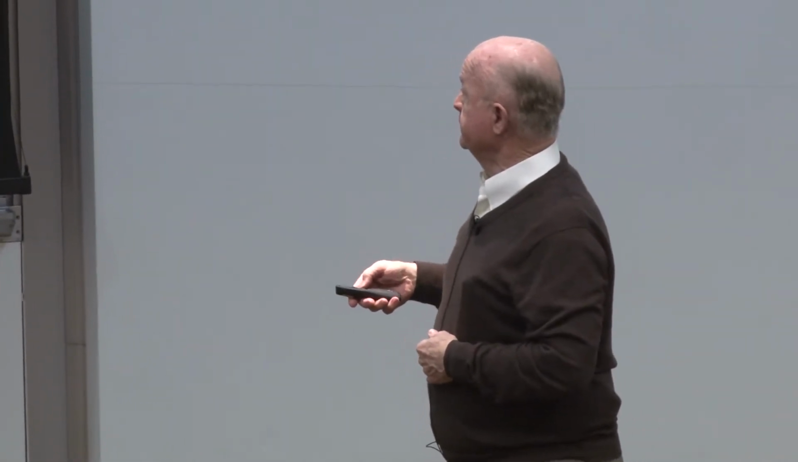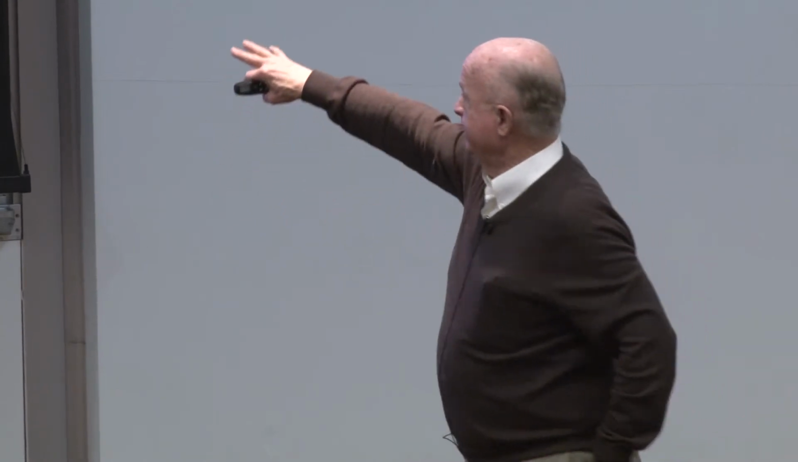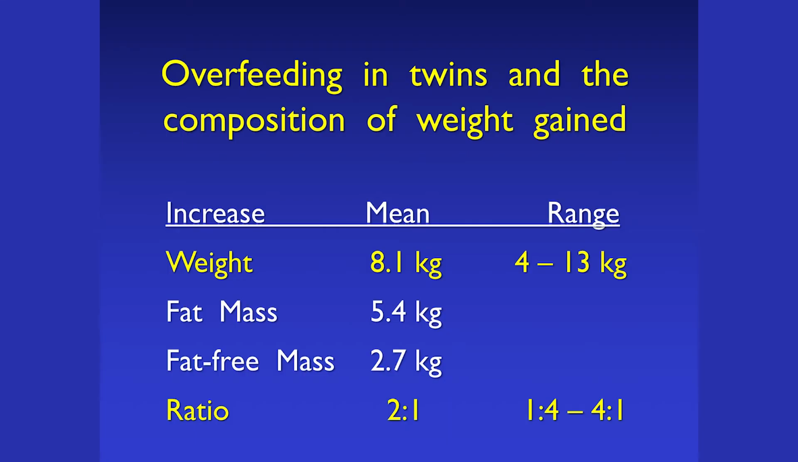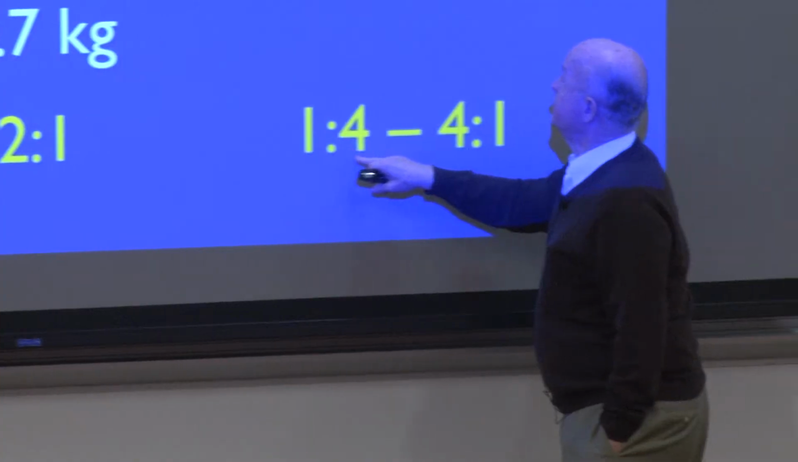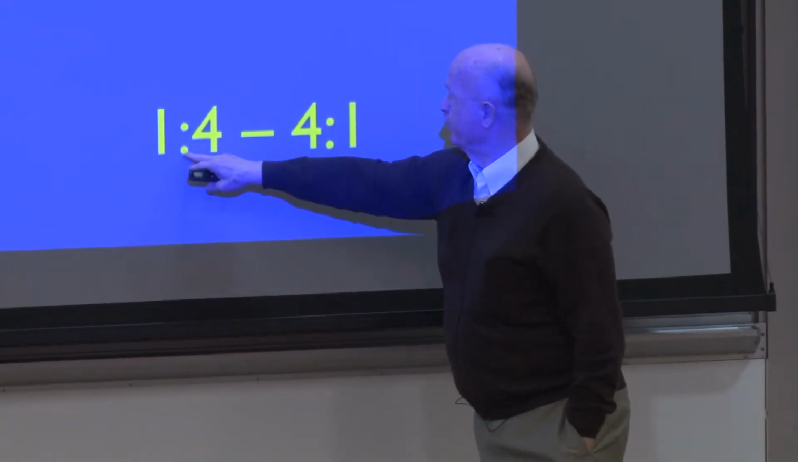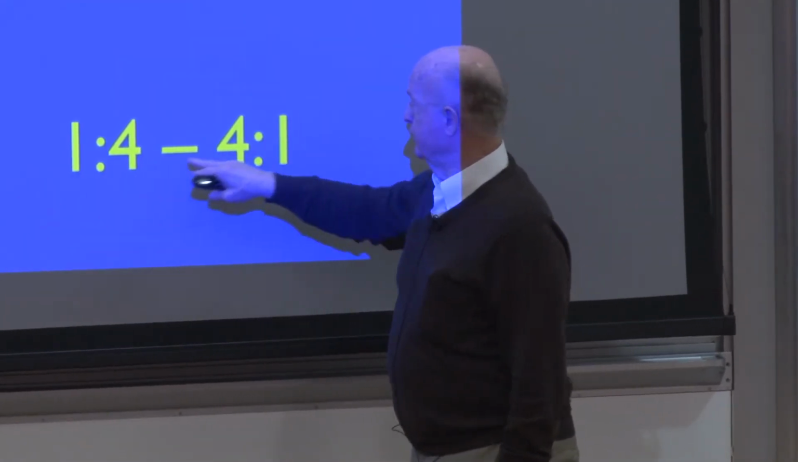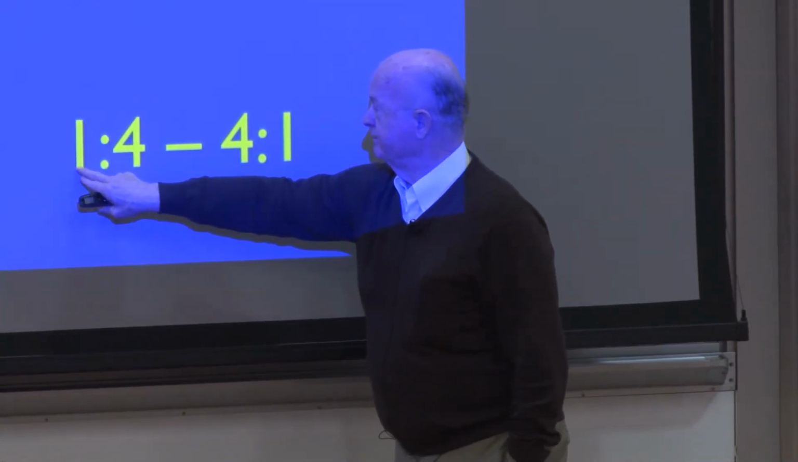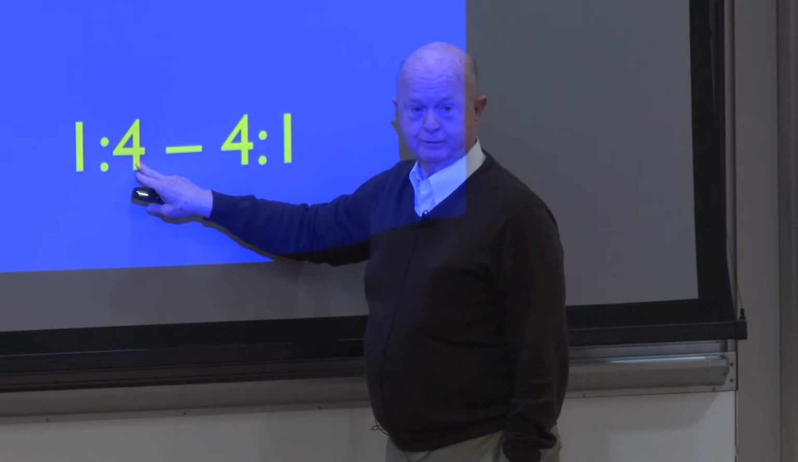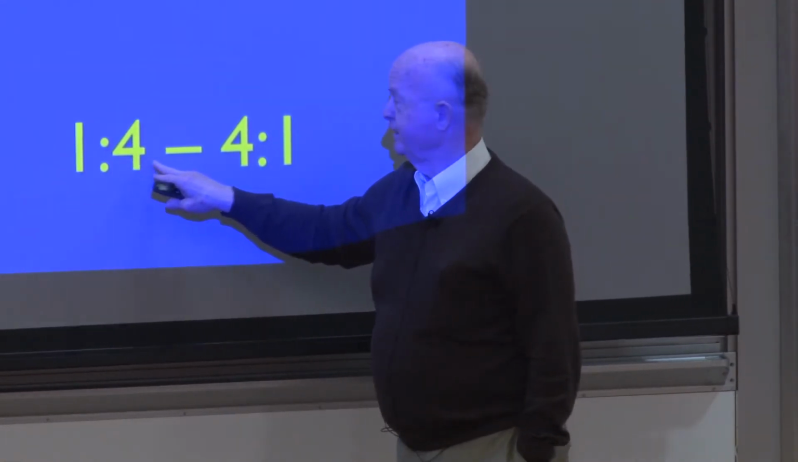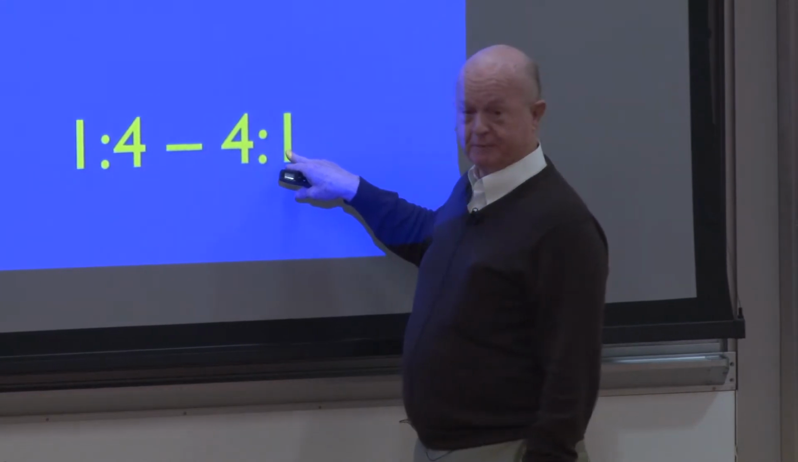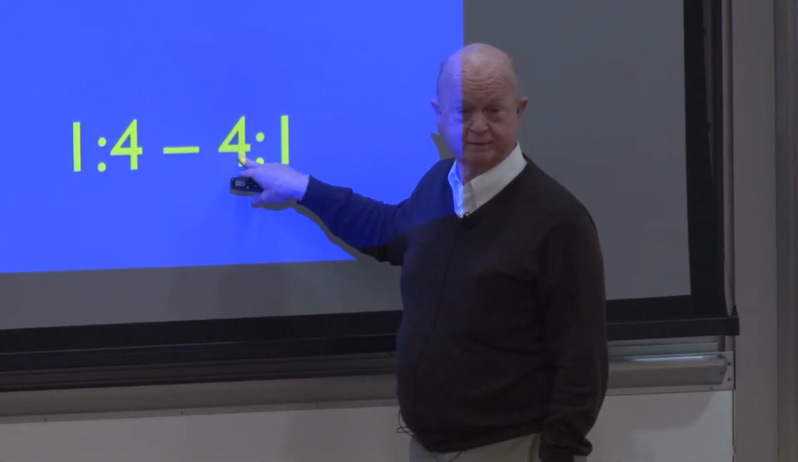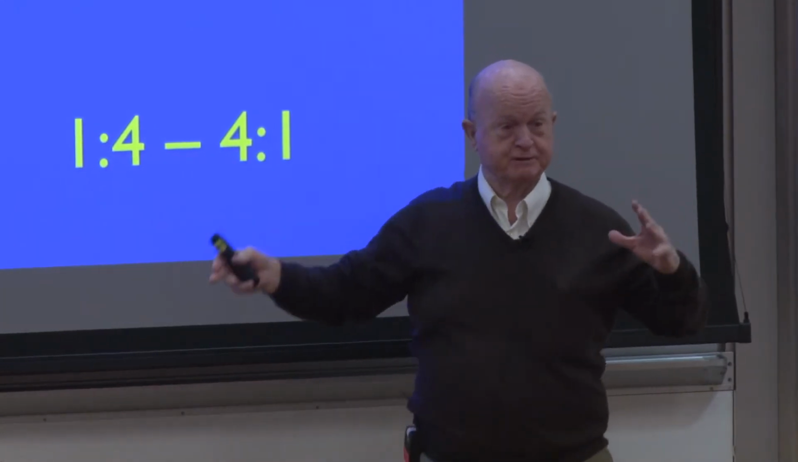Now, interesting too is the composition of that weight. It was actually 8 kilograms, but it varied from 4 to 13. Fat mass was about 5.4. The fat-free mass, the muscle and the bone, is 2.7, which is a ratio of 2 to 1. But it varied. The range was from 1 to 4 to 4 to 1. So for every 1 kilogram of fat that you gained, you increased 4 kilograms of muscle. These people, for every kilogram of muscle they gain, they also gain 4 kilograms of fat. That's a big variation in how people respond.